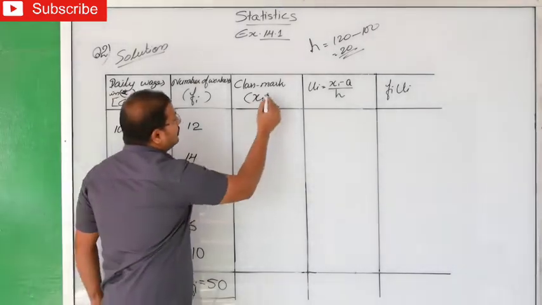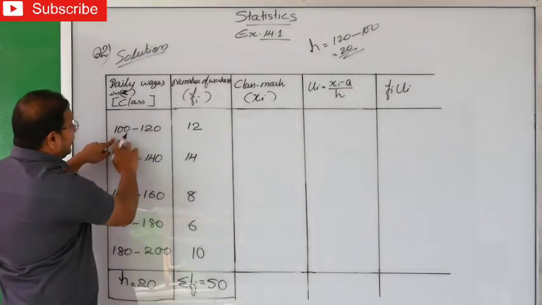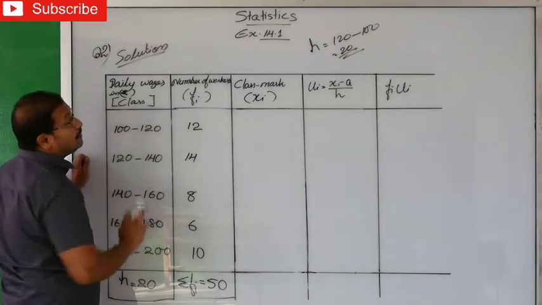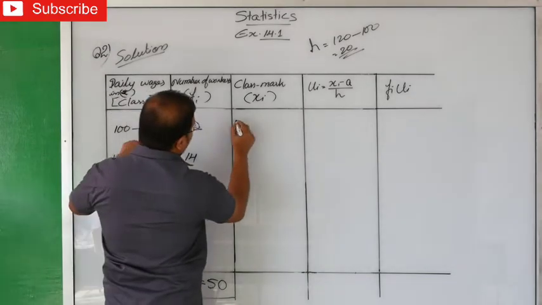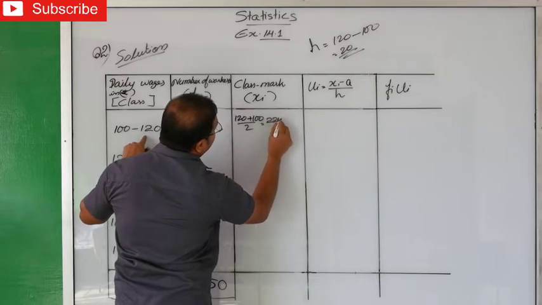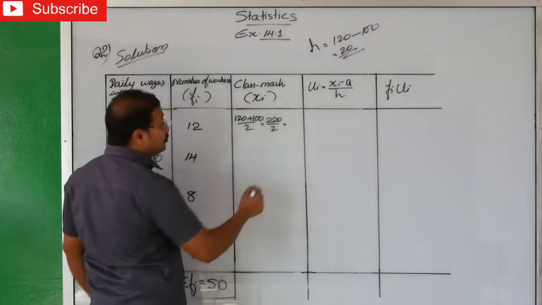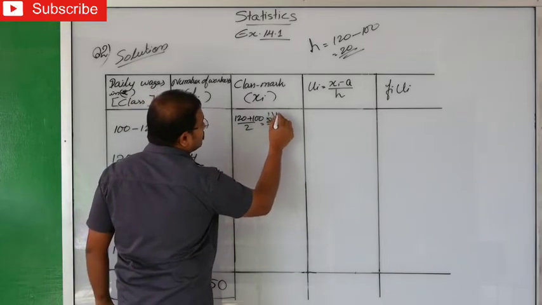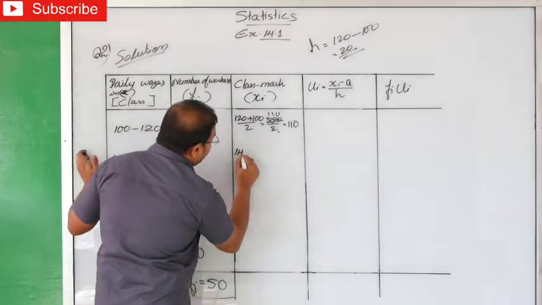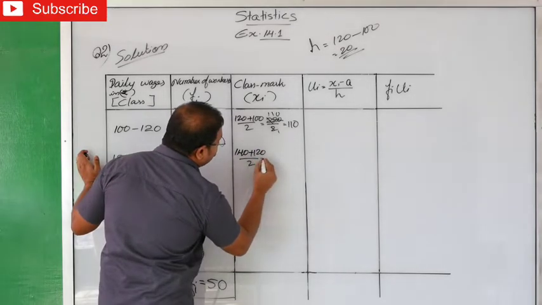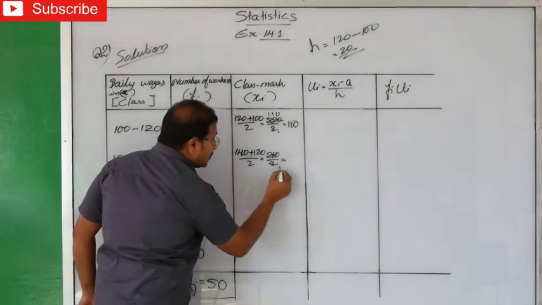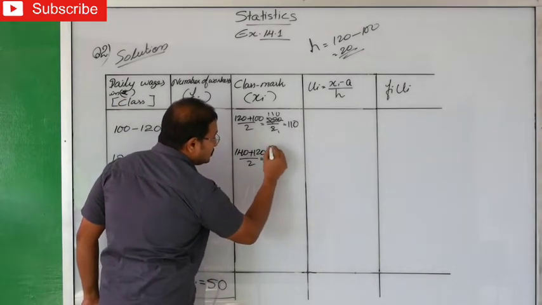Class mark, xi, means what will you do? These two will add, the classes will add, that means upper class limit plus lower class limit divided by 2. Ready? That means 120 plus 100 by 2 equals 220 by 2, which cancels by 2, so 110. Next one, these two will add: 140 plus 120 divided by 2, you get 260 by 2, which is 130.